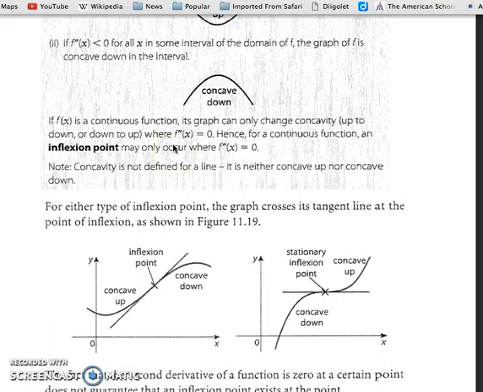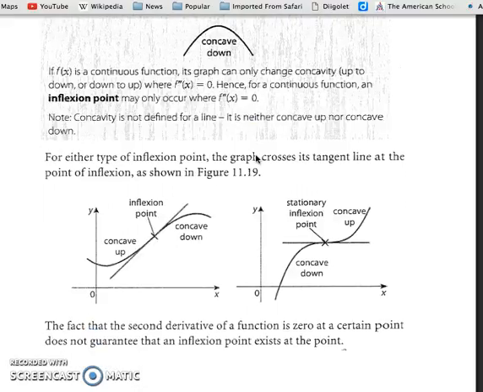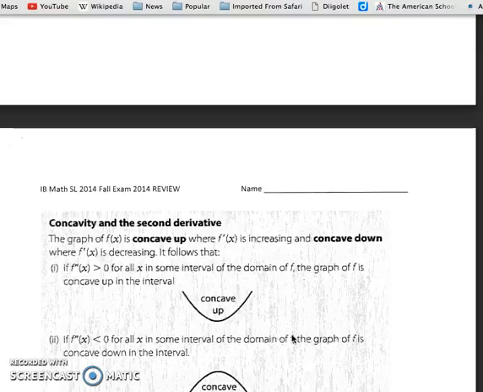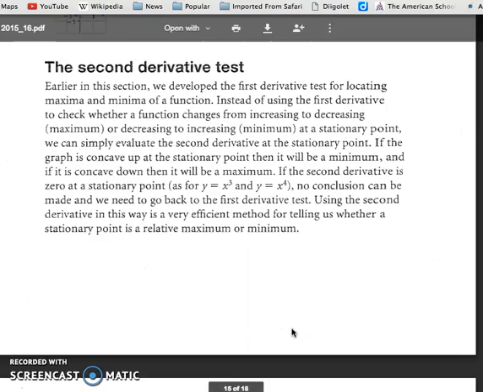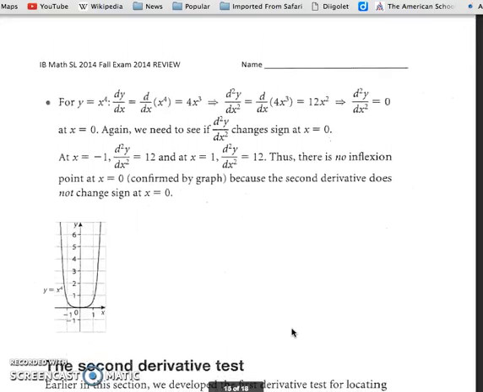Again, an inflection point only occurs where the second derivative is equal to 0. Okay, and we've seen that before. If the second derivative of a function is 0 at a certain point, it doesn't guarantee that an inflection point exists. Okay, and then we go back up to here, since this would be the next page of this, even though it's above.